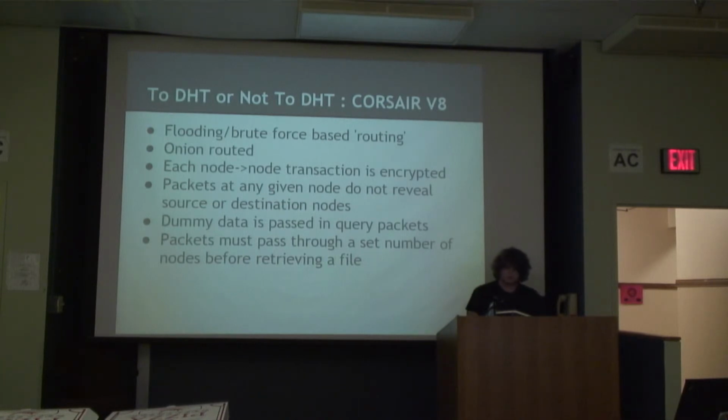So Coursera uses a flooding-based routing, and it's onion routed, and each node-to-node transaction is encrypted, and at any given node, the packets don't reveal the source or destination nodes. Obviously, that's where onion routing comes in. And in those packets, there's dummy data that matches the size of the data you're expecting. And after it's gone through a set number of hops, or more than a set number of hops, that dummy data will be replaced with real data and then sent back to you. So at any given point, if you're monitoring the network from outside a node, you'll have no idea if the data is real data or if it's dummy data.